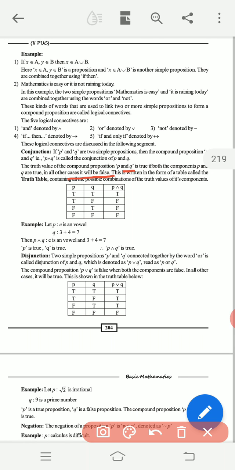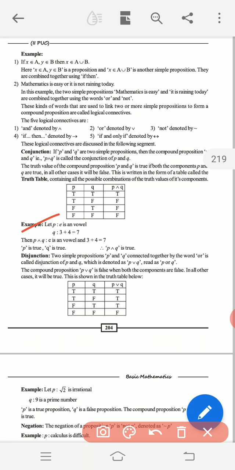This is written in the form of a table here. This table is called a truth table. See the possible combinations here for P and Q: true true, true false, false true, false false. In the first case, both are true, so the result is true. In all other three cases, it is false. You have to remember this one. For example, first one, consider two statements P and Q.